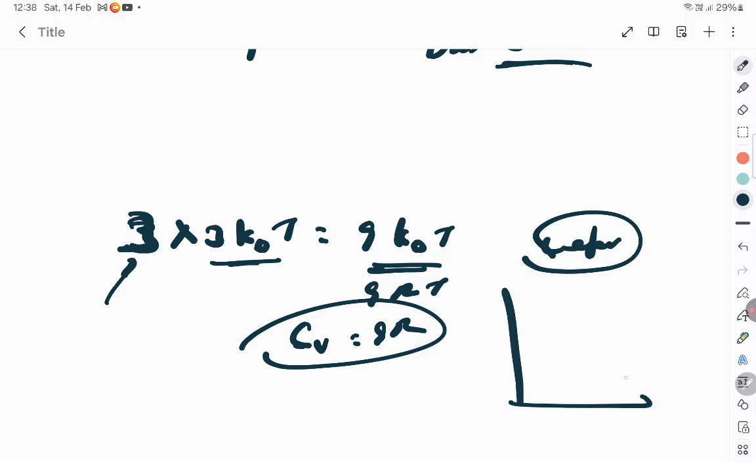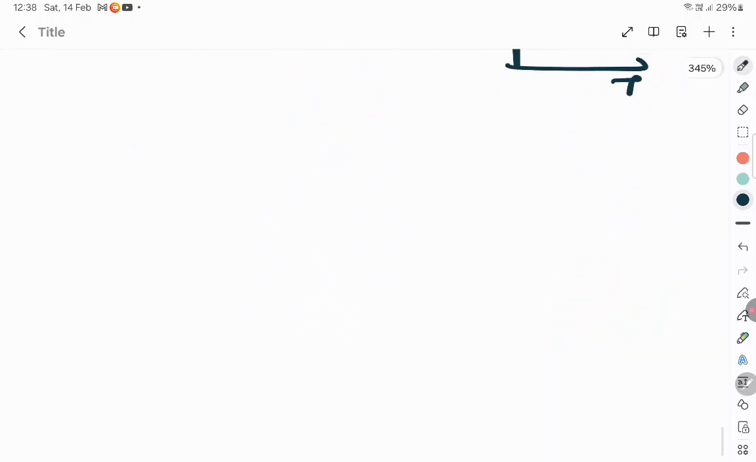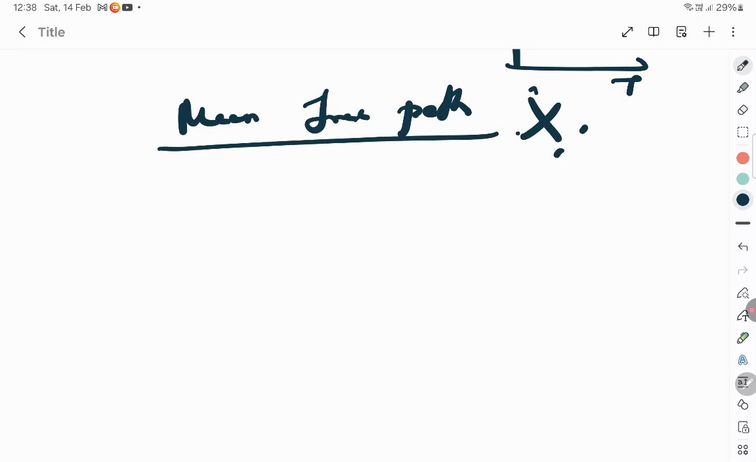And they will draw a graph here again, which is the specific heat versus temperature graph, which will be like this. Okay, remember this graph in case you need it. The last but not the least is the mean free path. Mean free path, very, very important derivation. There's no paper without this derivation.